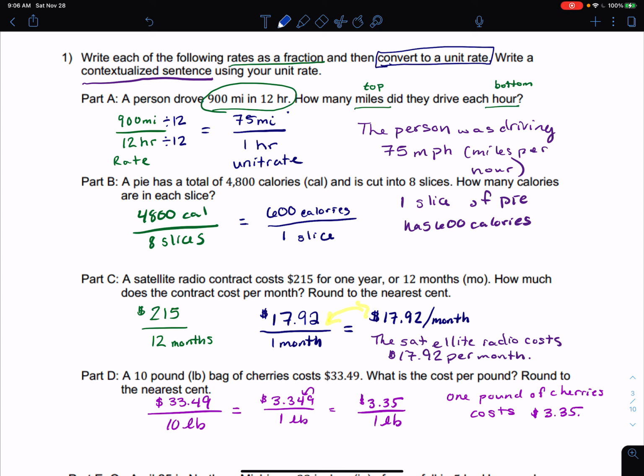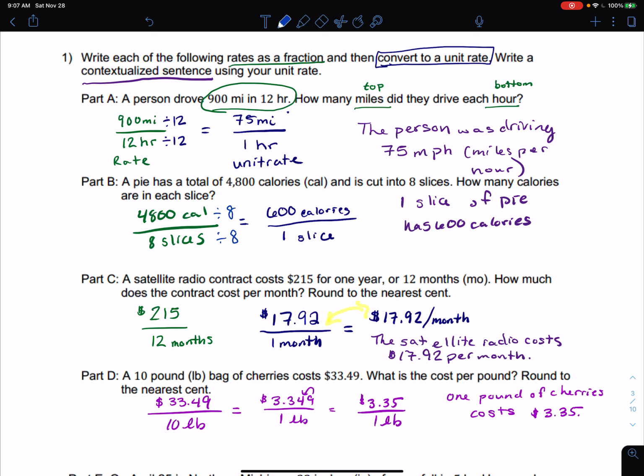When we want to simplify this or convert it to get it in a unit rate, we divide by that denominator. So I'm going to divide by 8 in both the numerator and denominator, which gets me my unit rate of 600 calories per 1 slice. So if I'm writing it in a contextualized sentence, I say 1 slice of pie has 600 calories.